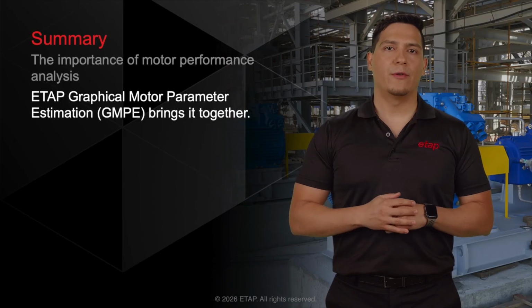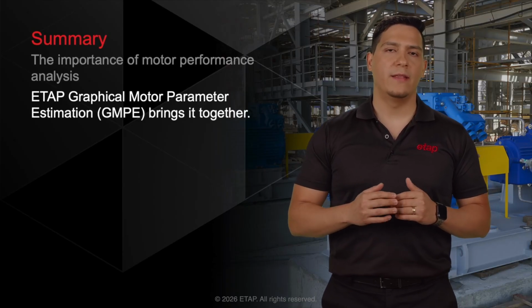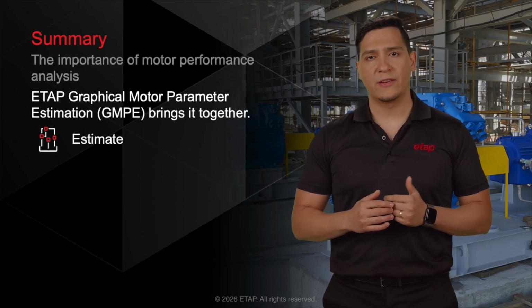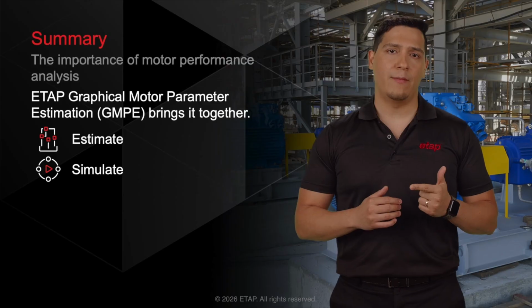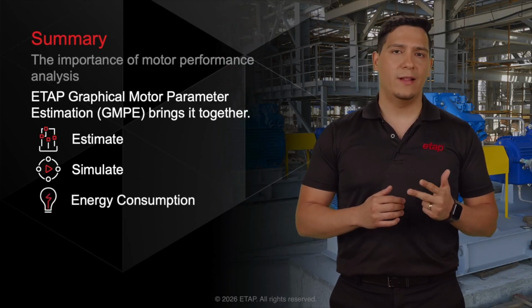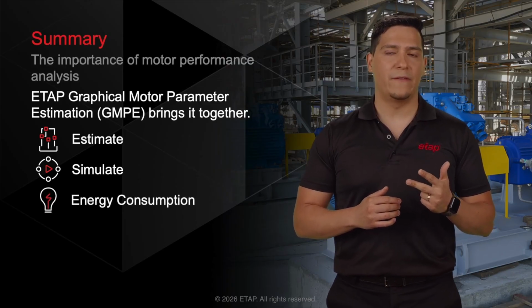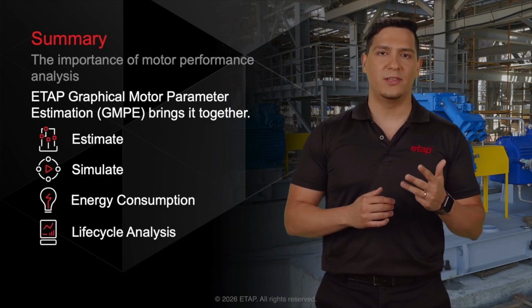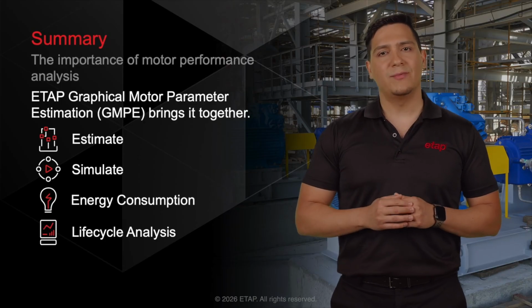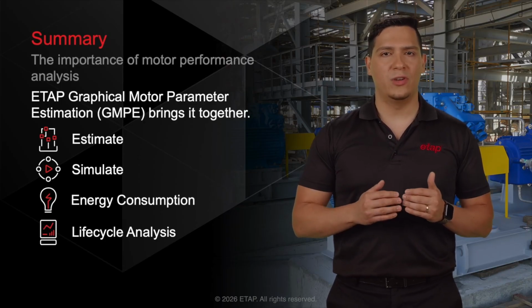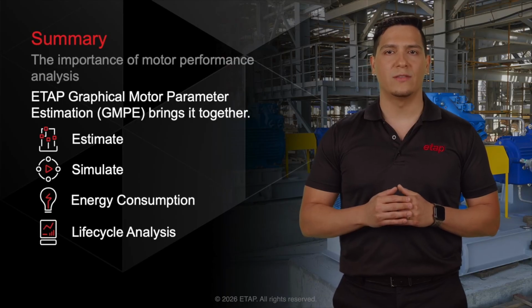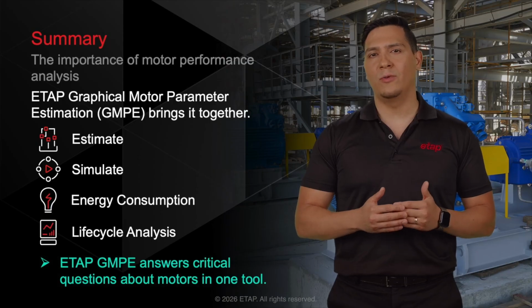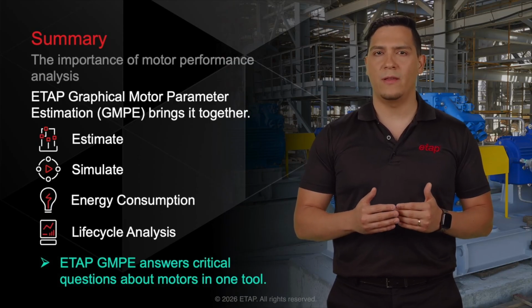ETAP graphical motor parameter estimation brings together in one environment the ability to accurately estimate motor parameters from nameplate or manufacturer data, simulate acceleration and predict starting performance, calculate energy consumption and identify efficiency improvements, perform life cycle economic analysis to support investment decisions, and much more. With ETAP GMPE, engineers no longer have to juggle separate tools to answer critical motor questions. Instead, they can estimate, model, simulate, and evaluate all within a single platform that was designed specifically for motor analysis and decision making.